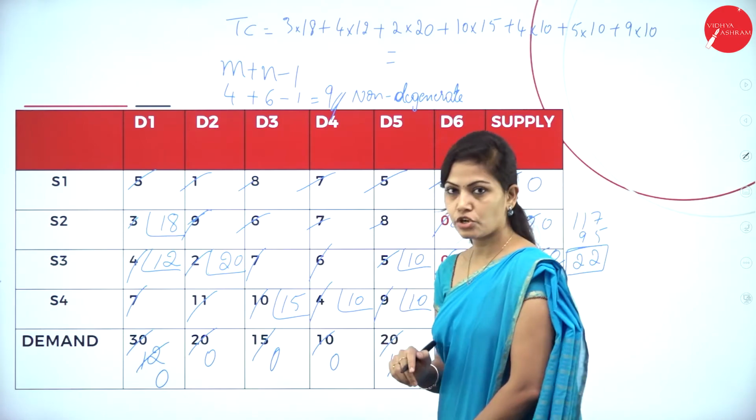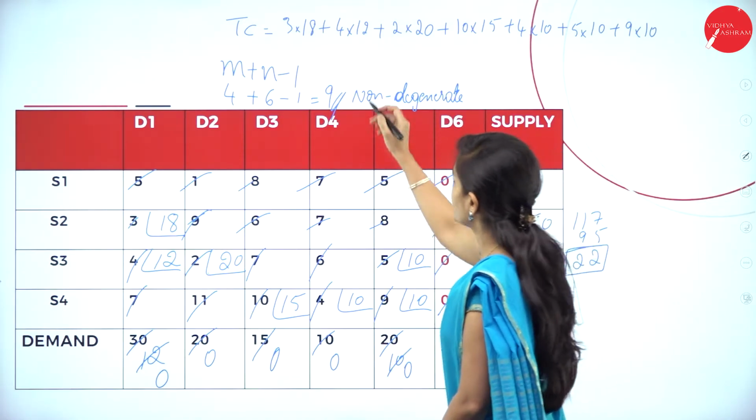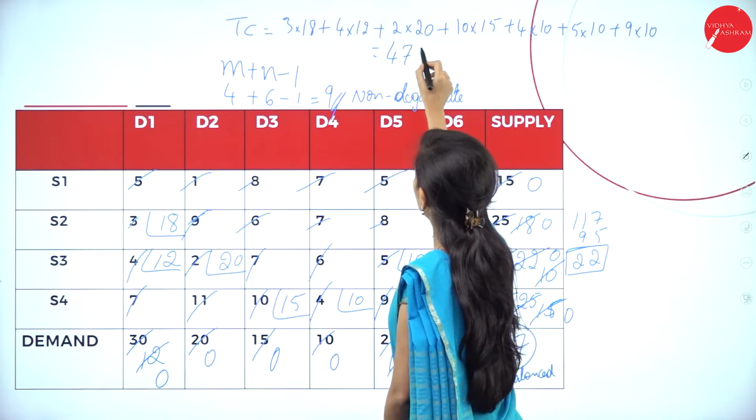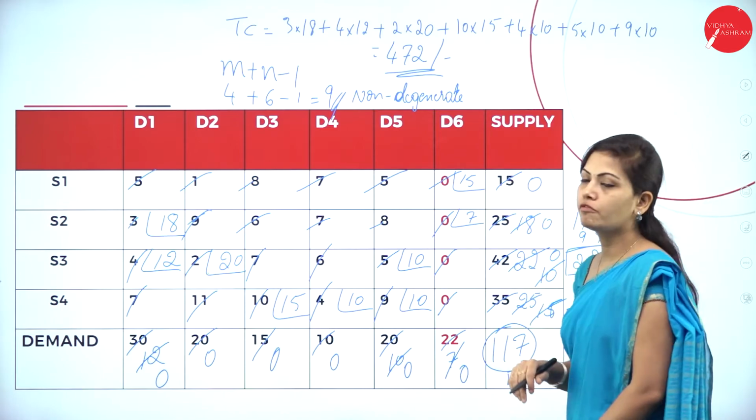Your transportation cost is 472 rupees. So this is your final value.